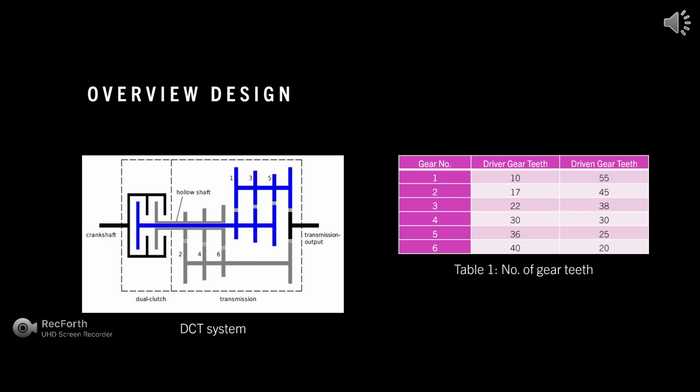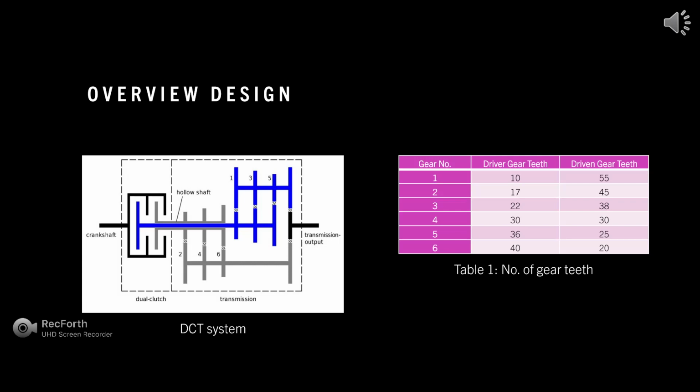Next, this is our gear train design. We use 6 driver gears and 6 driven gears, and each gear has a different size as well as number of teeth. So on the first gear, the driver gear has 10 teeth while the driven gear has 55. In the second gear, the driver gear has 17 teeth and the driven gear has 45. At the third gear, the driver gear has 22 teeth while the driven gear has 38.